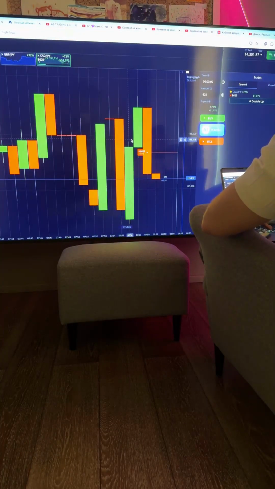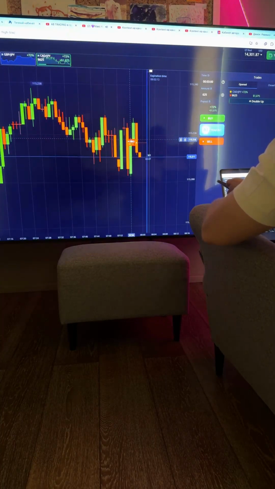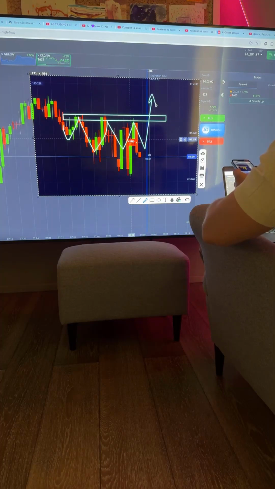I opened a short position here. Actually, I was thinking about opening a long position here, because we have a level here. Usually, after a touch, there's a pullback, then a second touch, and a third touch. I was expecting a breakout. I thought it would happen.